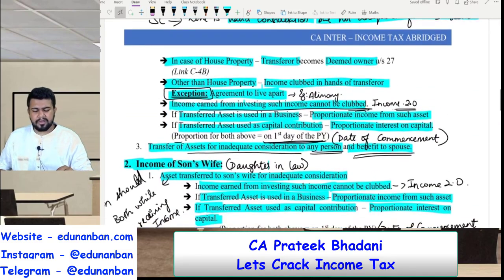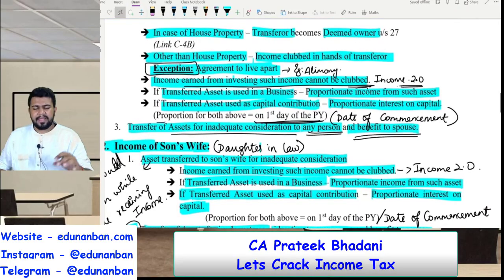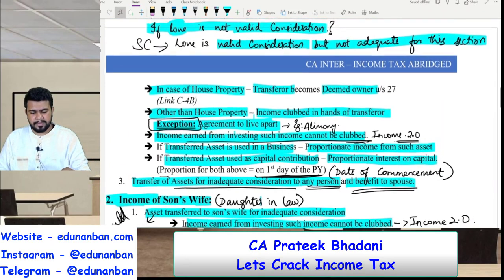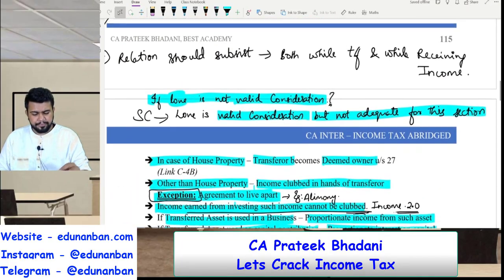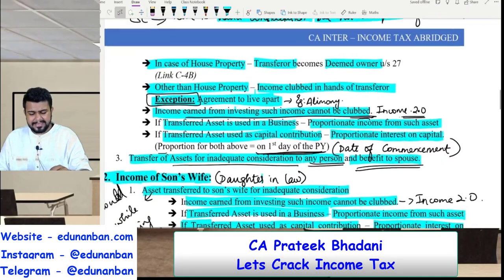A similar provision we saw in house property, where if the house property is transferred from one spouse to the other without consideration or for inadequate consideration, then the transferor becomes the deemed owner of the house property. This we studied in house property. A similar provision is there in clubbing also. However, there is an exception.